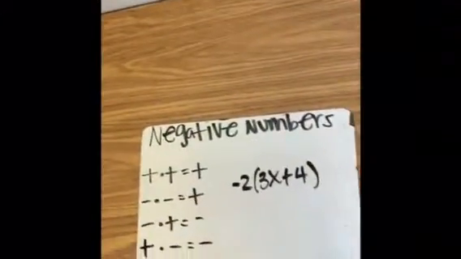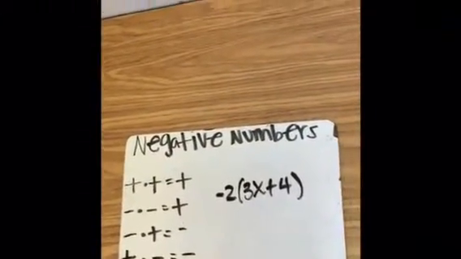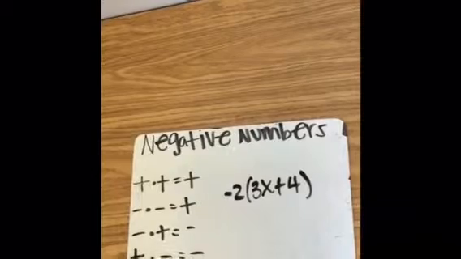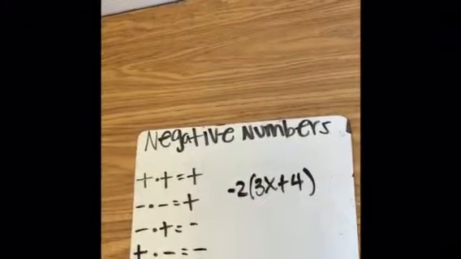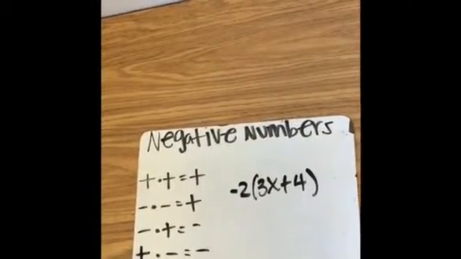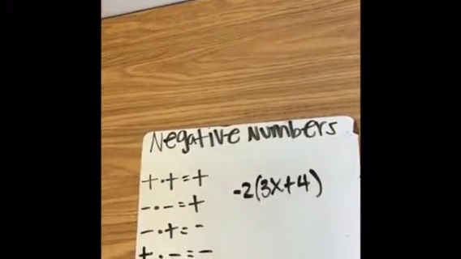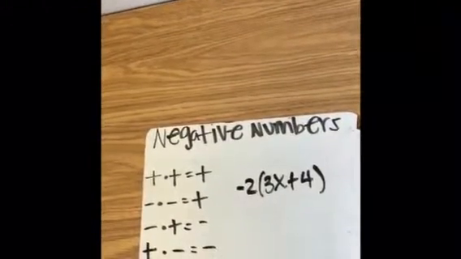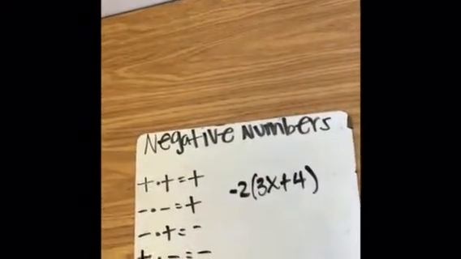If you have a negative number, like this equation right here, you have to follow the rules. A positive times a positive is a positive. A negative times a negative is a positive. A negative times a positive is a negative. And a positive times a negative is a negative.